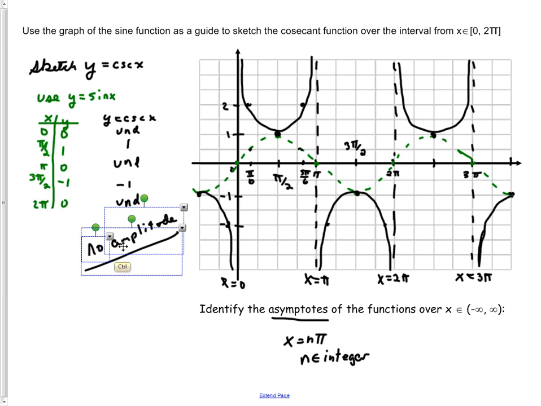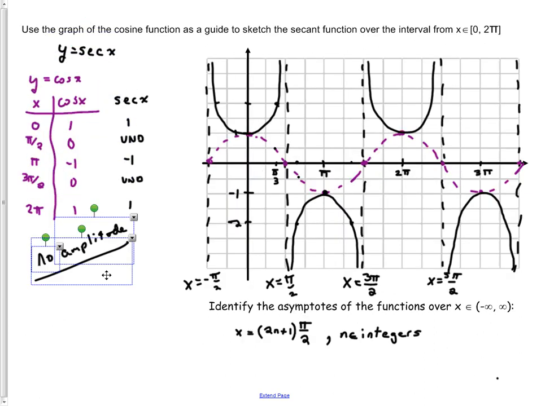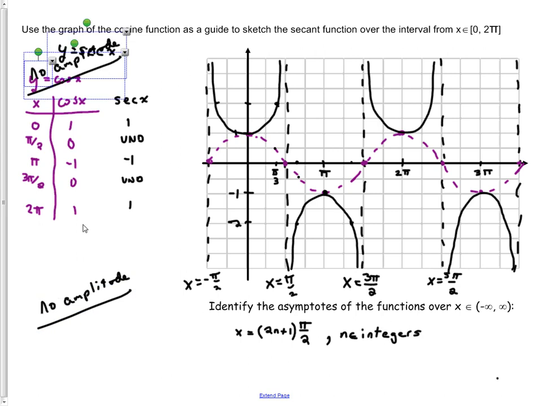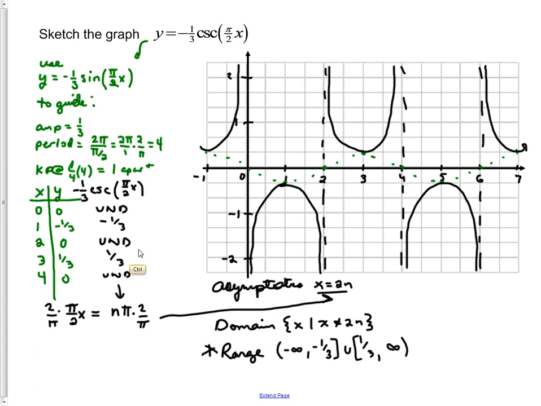So I'm going to just say, well, all right, that's the case, right? And every single one of these functions that we look at, there will be no amplitude. I'll move on to my next one here. There's no amplitude here. And likewise, no amplitude here either, right? So just be very careful to note that whenever we're dealing with secant, cosecant functions, we don't ask about amplitude because, well, it's not really even necessary here. Okay, more to come.